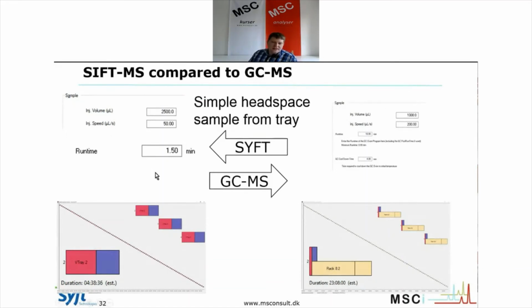So here I set it a bit high. I did a runtime of 1.5 minutes. So a full analysis of, I think it's 98 samples, would take 4 hours and 40 minutes. While for a GC-MS, it would take 23 hours. Simply because the GC run is so much slower.